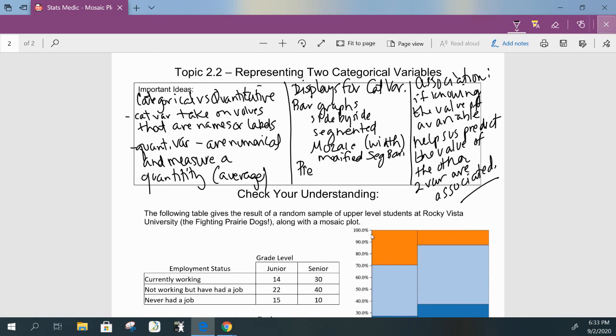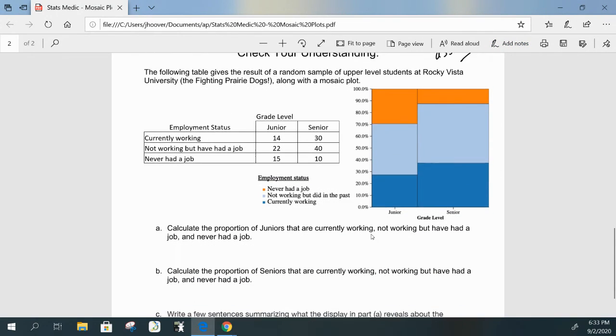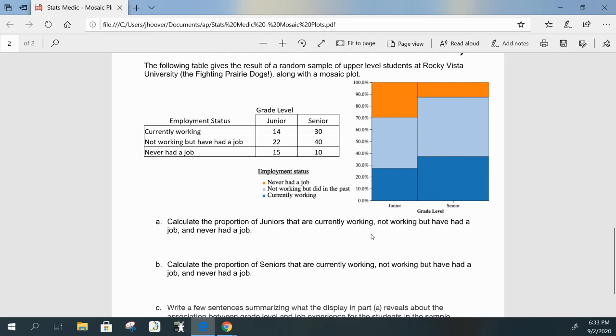All right, let's see what we can do here. So I want you to pause the video, and I want you to see if you can do these problems. And then when you're done, you're going to push play and come back and check your work.